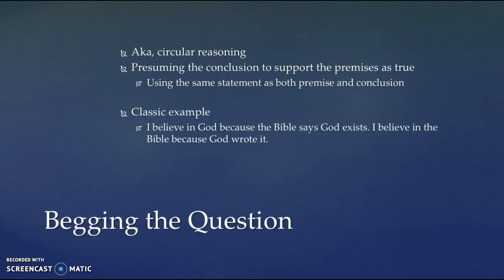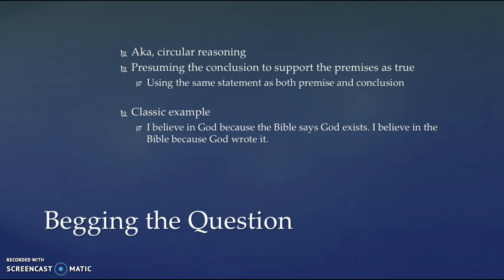A common fallacy is begging the question, also known as circular reasoning. You'll hear this one often in moral debates, but also in everyday debates. Here, we presume the conclusion in supporting the premises as true, or another way of stating this is that we use the same statement as both a premise and conclusion.